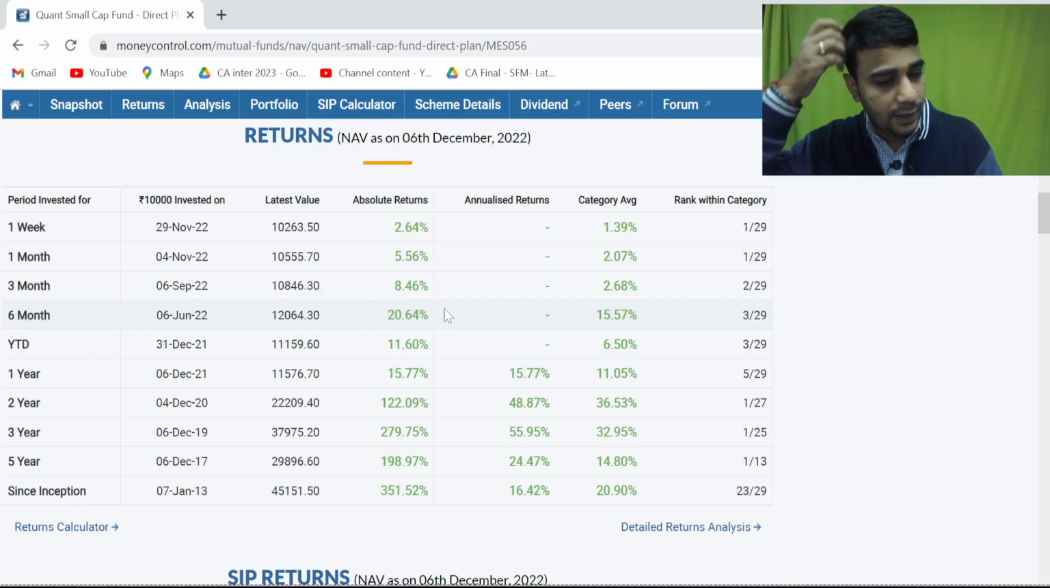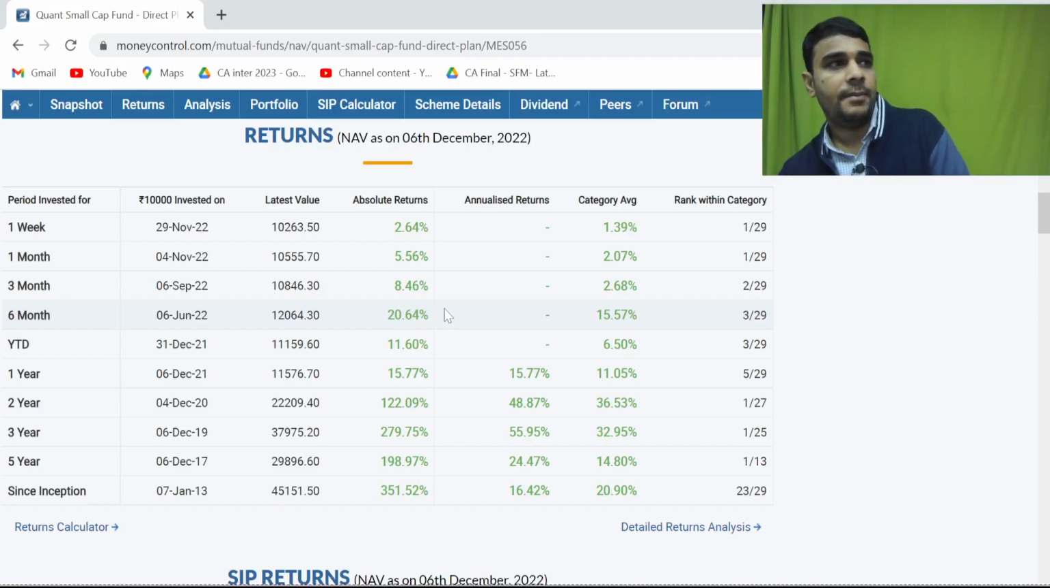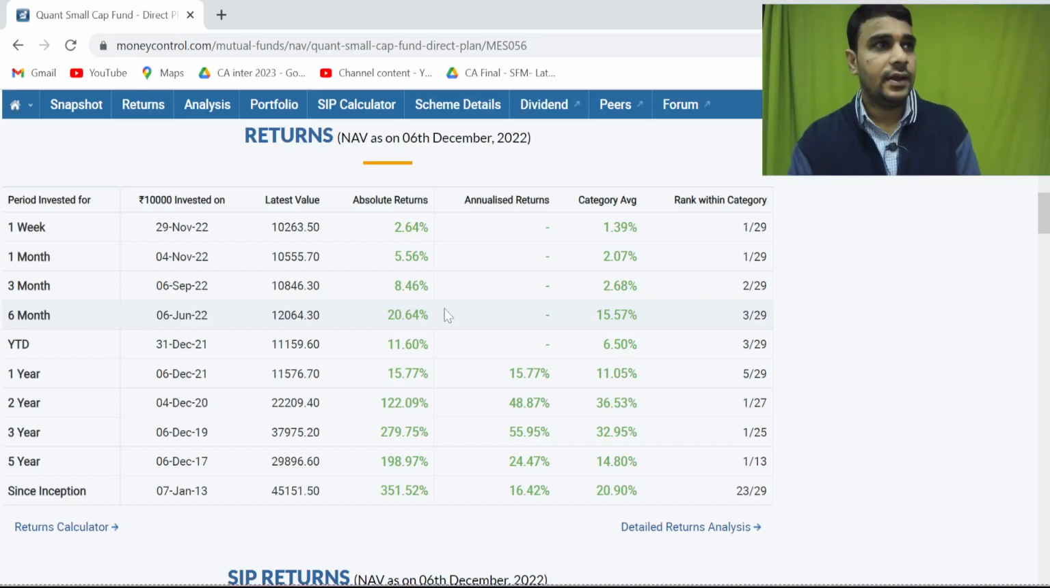If a person invested in March 2020, the returns would be on the very higher side, because during COVID time the markets crashed big time. So a 3 year return of some 55% is highly abnormal. Mutual funds don't give such high returns. But since inception, the fund has given some 16% return.